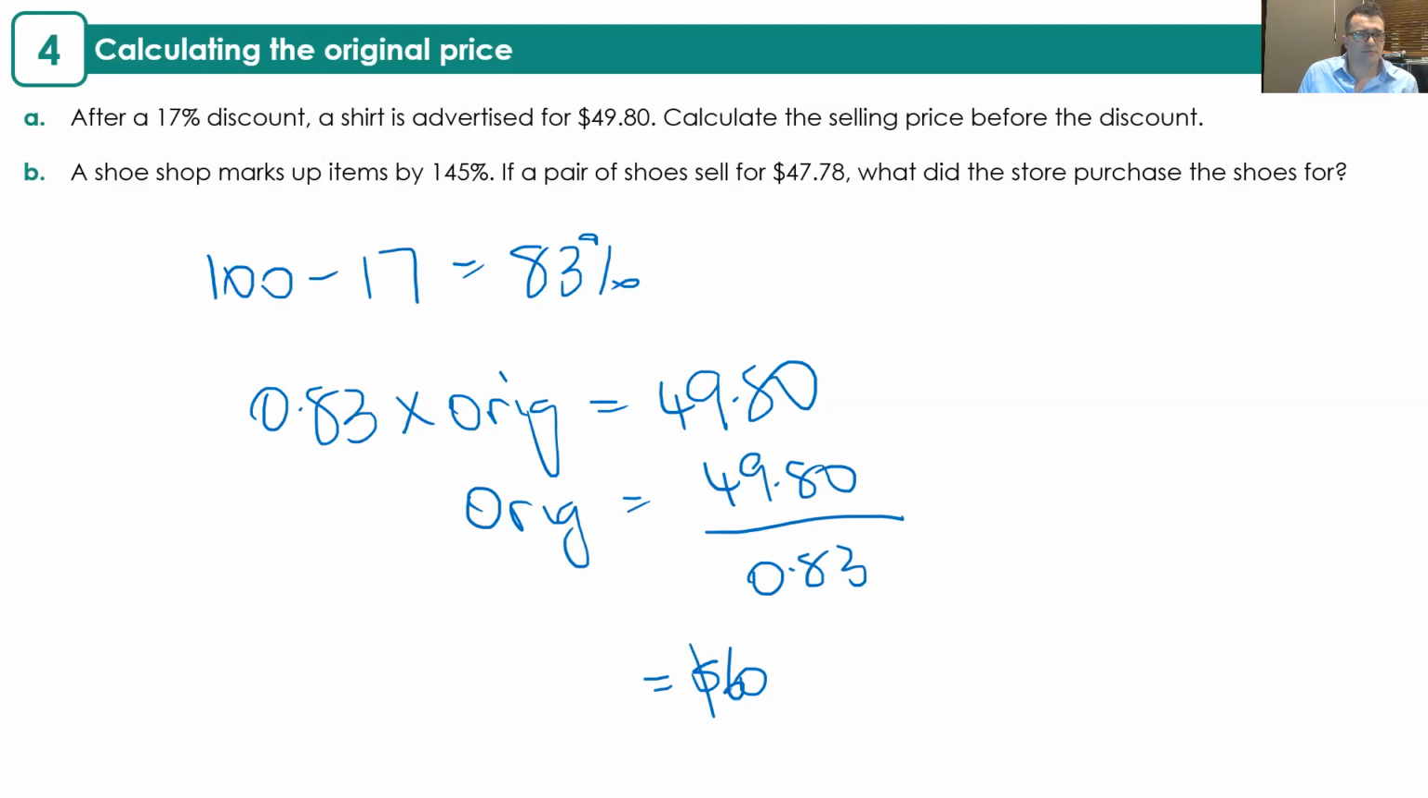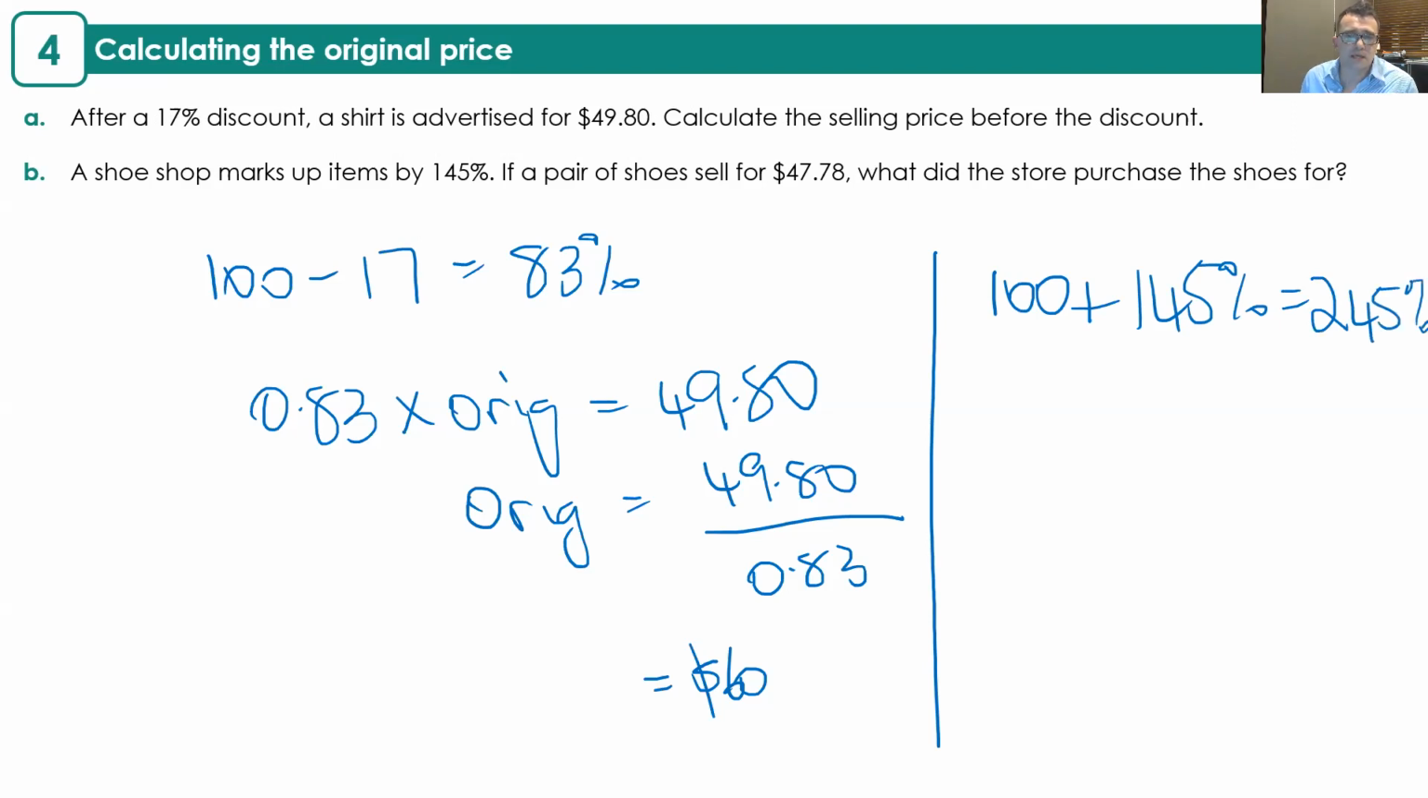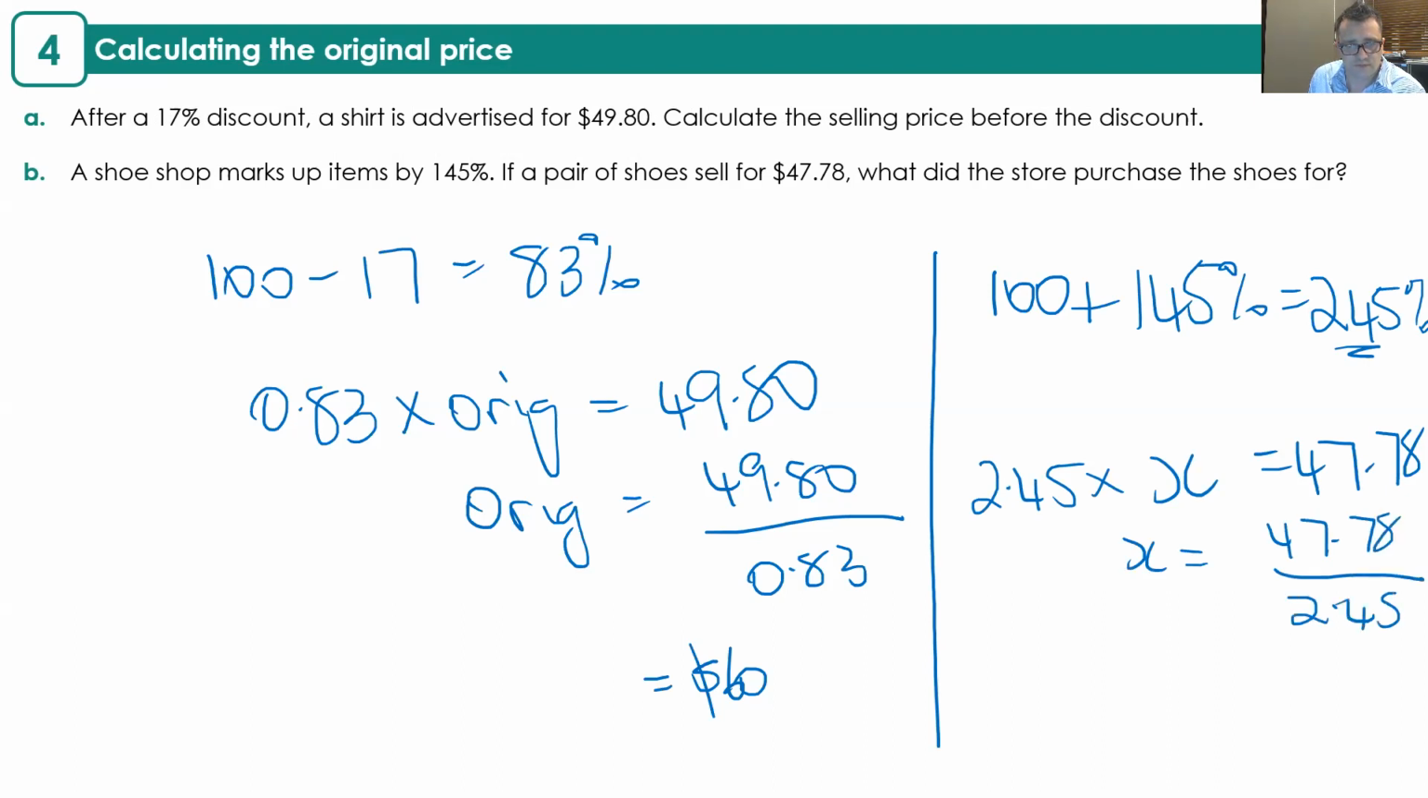A shoe shop marks up an item by 145%. If a pair of shoes sells for $47.78, what was the original price? So our sale ratio is going to be the 100 plus 145%, which is going to give us 245%. So using our same process, our final price, 47.78, is 2.45, so 245% as a decimal, multiplied by, I'm just going to use X for our original price. So our original price is 47.78 divided by 2.45. So using my calculator again, 47.78 divided by 2.45 gives me approximately $19.50.